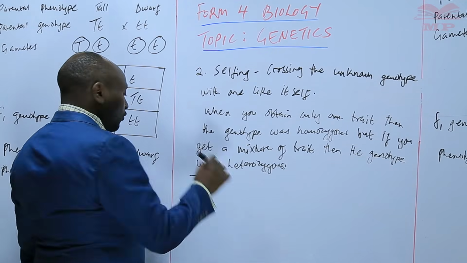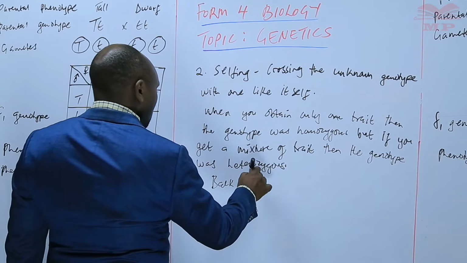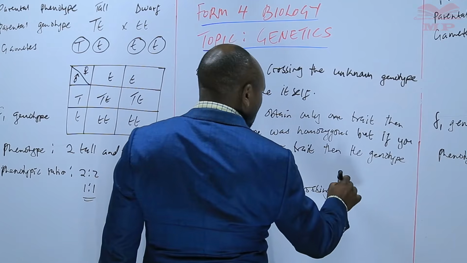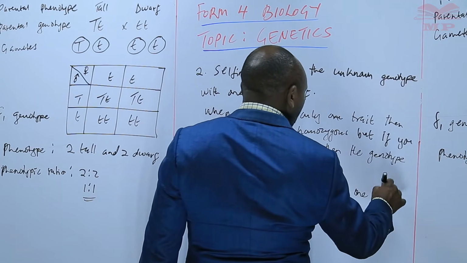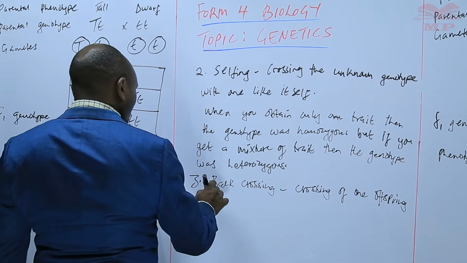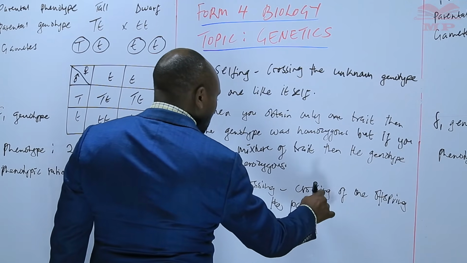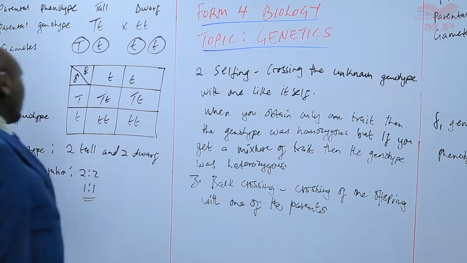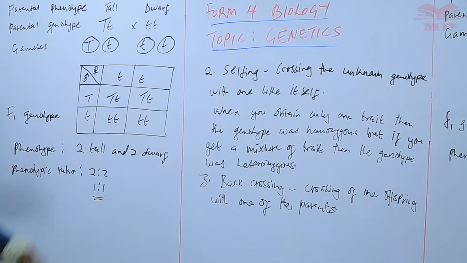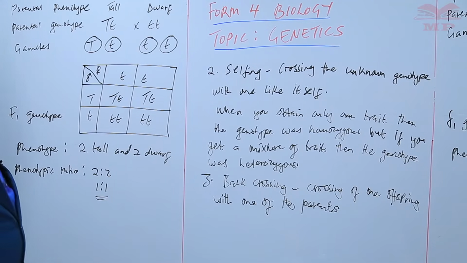And then the third way of determining the unknown genotype is something called back-crossing. Back-crossing is the crossing of one offspring with one of the parents. If, for example, I take an offspring here and cross it with one of the parents, then that is back crossing. I'm going back. So that's what we refer to as back crossing.